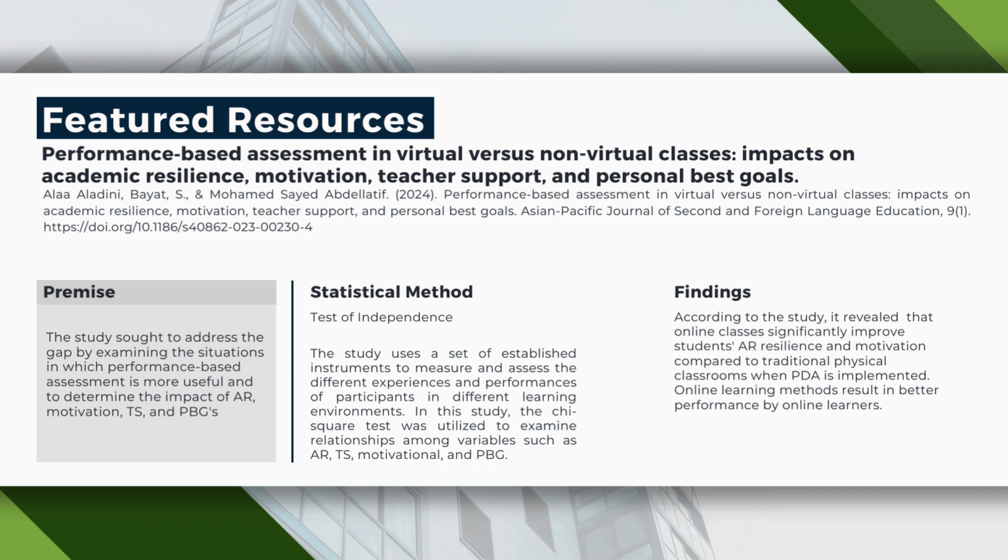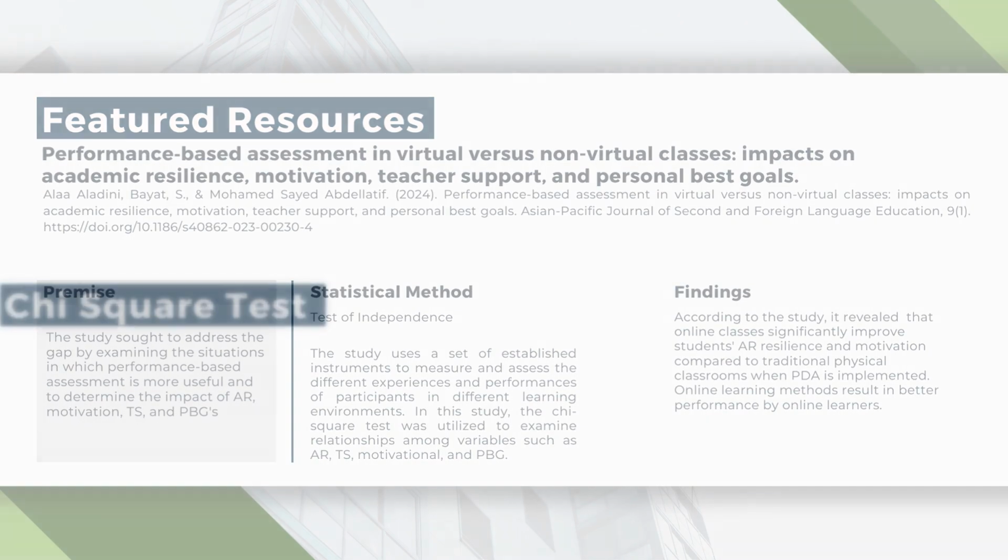In this study, the chi-square test was utilized to examine the relationship among variables. And according to the study, it revealed that online classes significantly improve students' resilience and motivation compared to traditional physical classrooms. So it means online learning methods result in better performance by online learners.